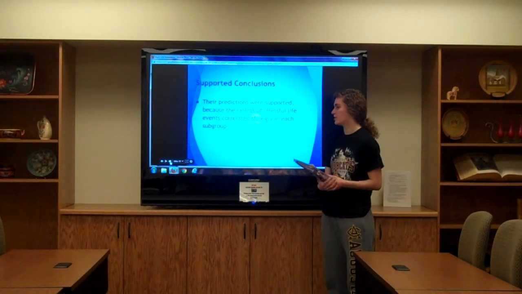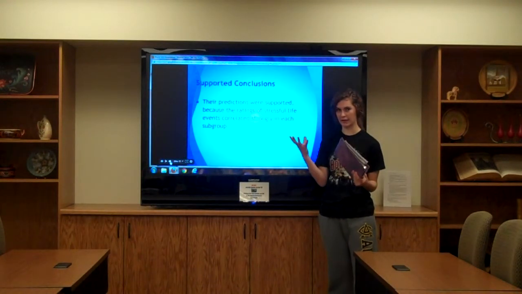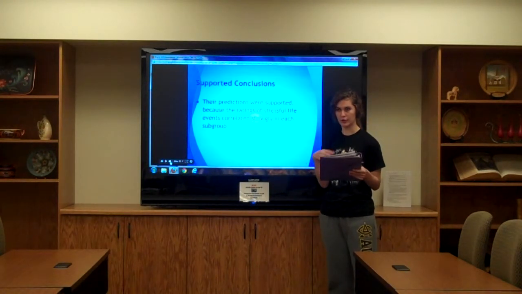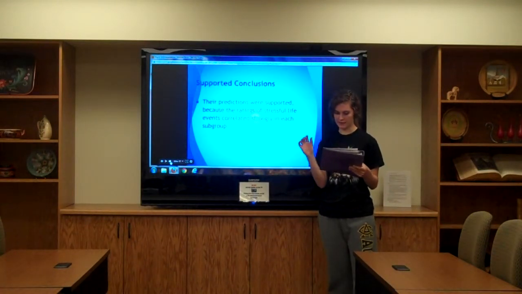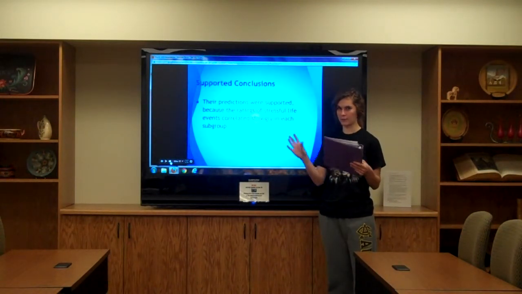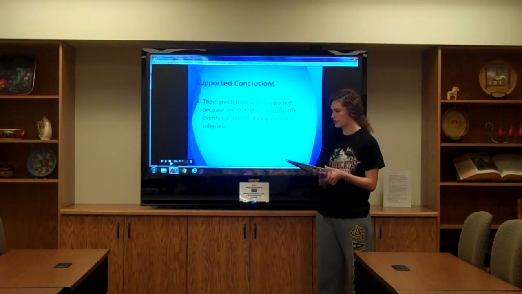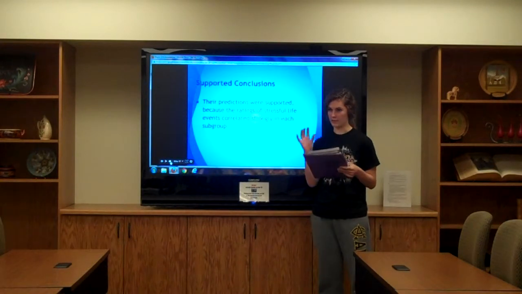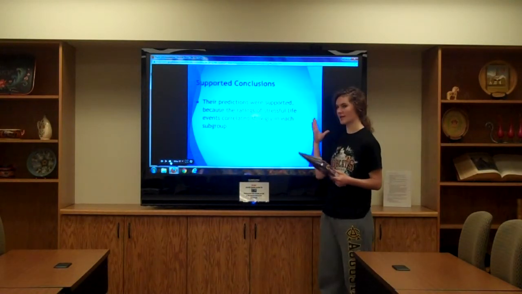So the researchers' predictions were supported because they were able to create this scale based on similar rankings. The ratings that the participants gave the events correlated strongly within each subgroup, which shows that there was a strong degree of agreement between the magnitude of each event, and so they were able to create that scale.